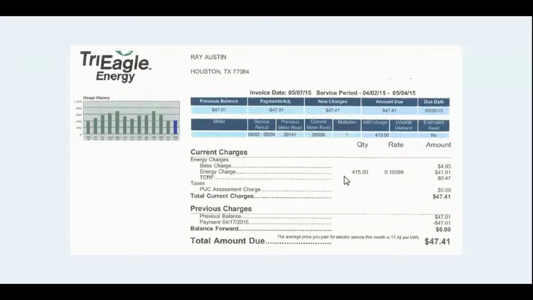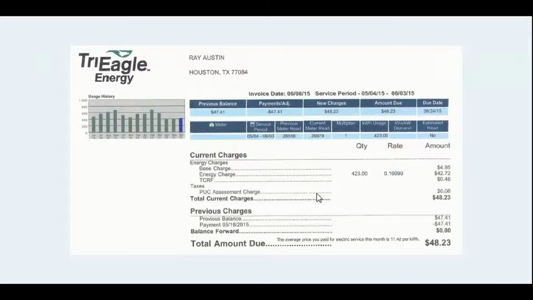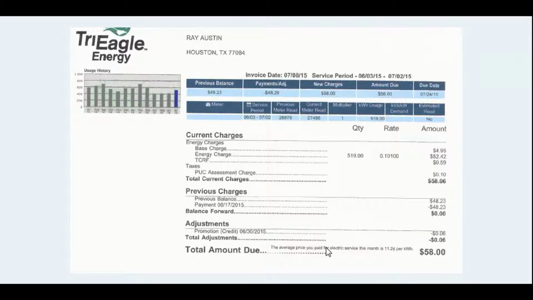Next month would be the April time period. Again, another low bill, but not the lowest, as you'll see once we go through. This would be the May bill. It's another low bill, but not the lowest. So we keep cycling through here.